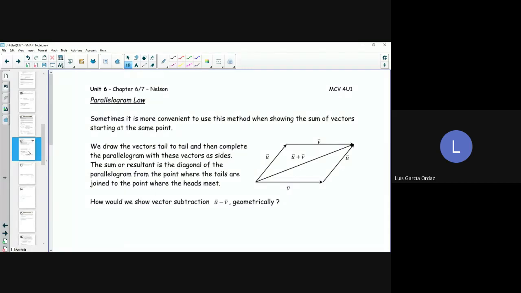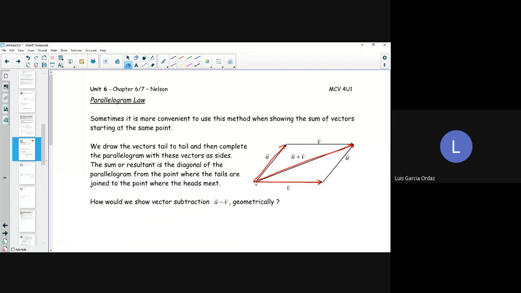So what I mean is, this is going to be my reference point. Vector U is going to go this way. Vector V is going to start at the tail of vector U and go the opposite direction. And the resultant is where both the heads of vector V and vector U meet, at the diagonal of the parallelogram. As you can see, that parallelogram gets split up into two triangles.